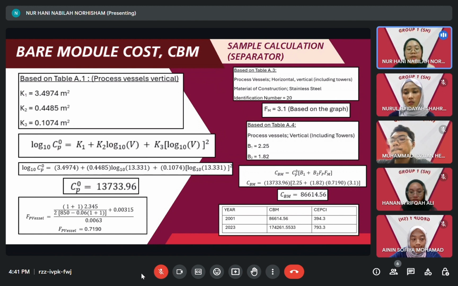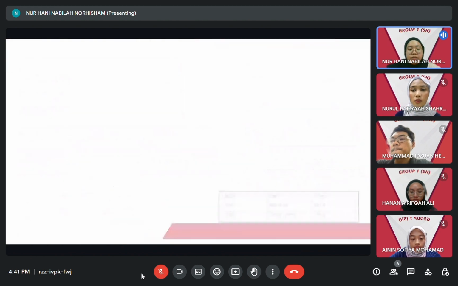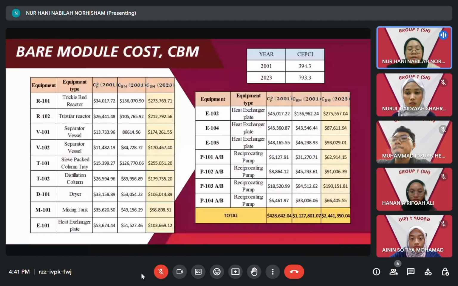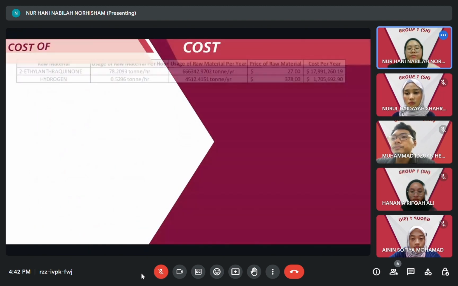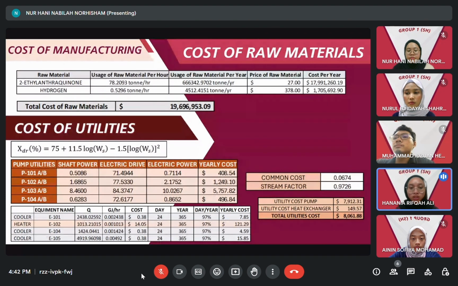the value for the equipment for 2023 is 174,261.5533. So these are the summarized table for our CBM for all equipments, including major and side equipments. For the CEPCI, we have used the year 2001 as our base year, followed by the current year, which is 2023. So next, for the cost of manufacturing, first of all is cost of raw material.